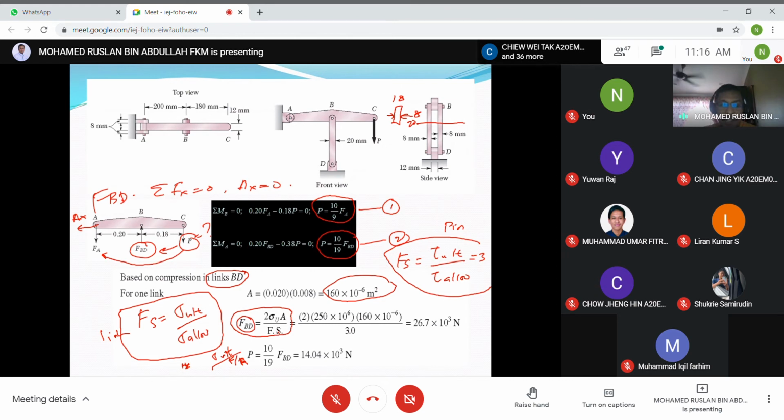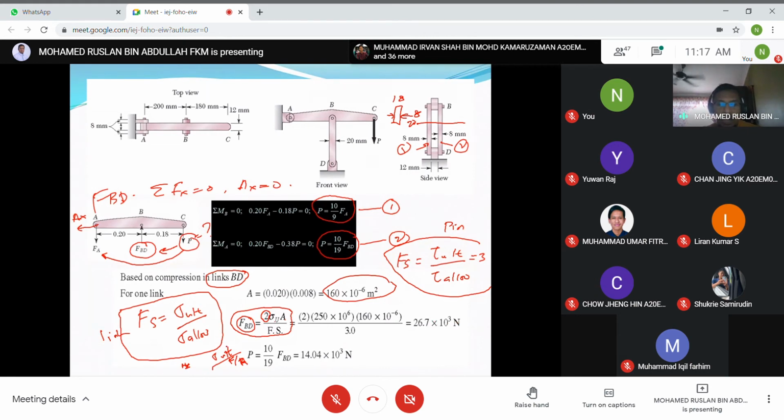So this is Fs, and A goes upwards, and this is sigma ultimate. There is a 2 here because we have two parts: this one first and this one second. We have two links, left and right, so that's why we have 2 here. Sigma ultimate equals 50, and then the area and Fs are as given. So FBD equals 26.7 kilonewton.